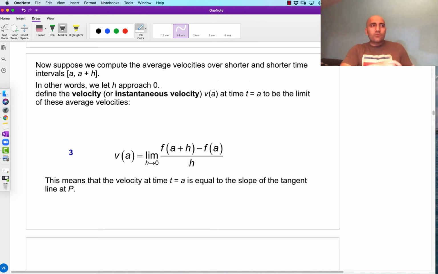So all we're doing is changing the interpretation of the tangent line. In the case where the function is a displacement equation, it tells you how an object is changing its distance away from a particular point as a function of time. Then if we want to find the instantaneous velocity at a point, this is what we will get. This was the same formula for the slope of the tangent line. Well, that's going to be the same formula that gives you the velocity at a particular point. So this means that the velocity at time t equals a is equal to the slope of the tangent line at point P, where P was equal to a comma f of a.